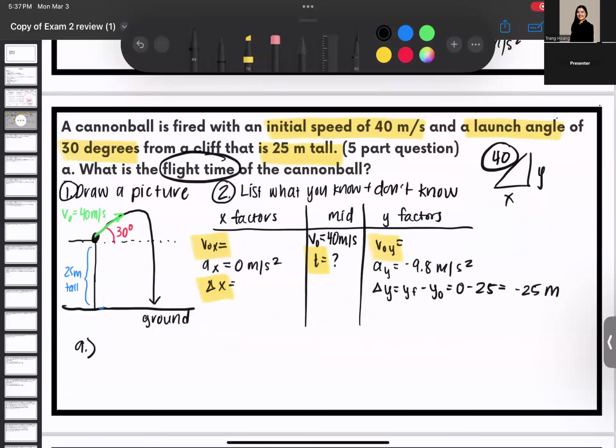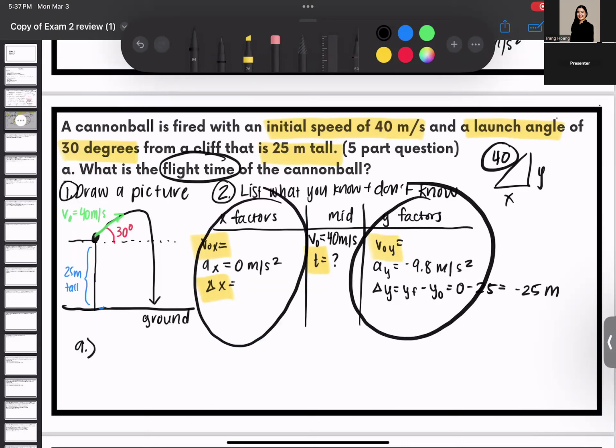So I can either solve this problem in the X direction or in the Y direction, right? Since we're solving for time, time is one of those factors that is included in both X and Y. So I can choose to solve with everything on my left side or everything on my right side. But it's like two separate entities. You can't cross and mix and match. You gotta use one or the other.